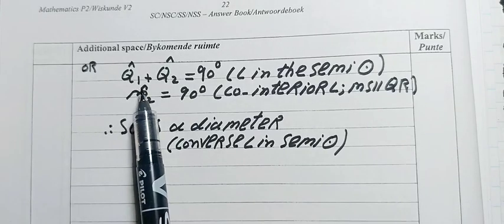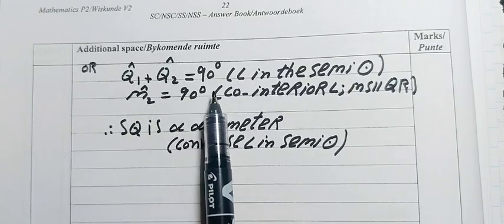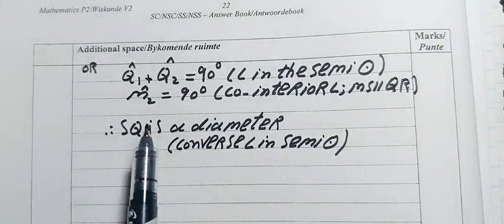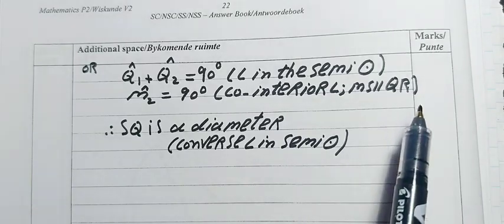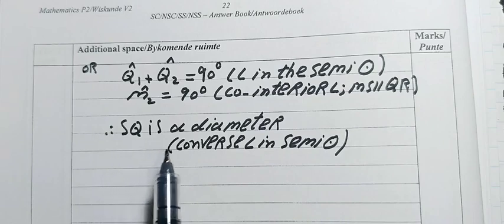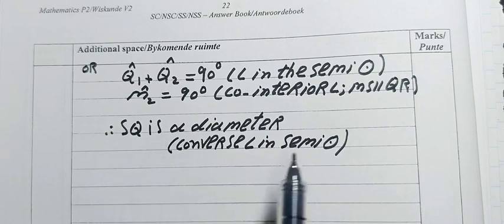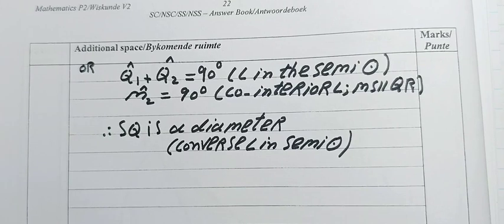So angle Q1 plus angle Q2 is equal to 90 degrees, angle in the semicircle. Angle M2 is equal to 90 degrees, co-interior angles, MS parallel to QR. Therefore, SQ is a diameter, converse angle in the semicircle. This is the reason. And there is a third method also. You can choose that also, or you can give your answer according to that.